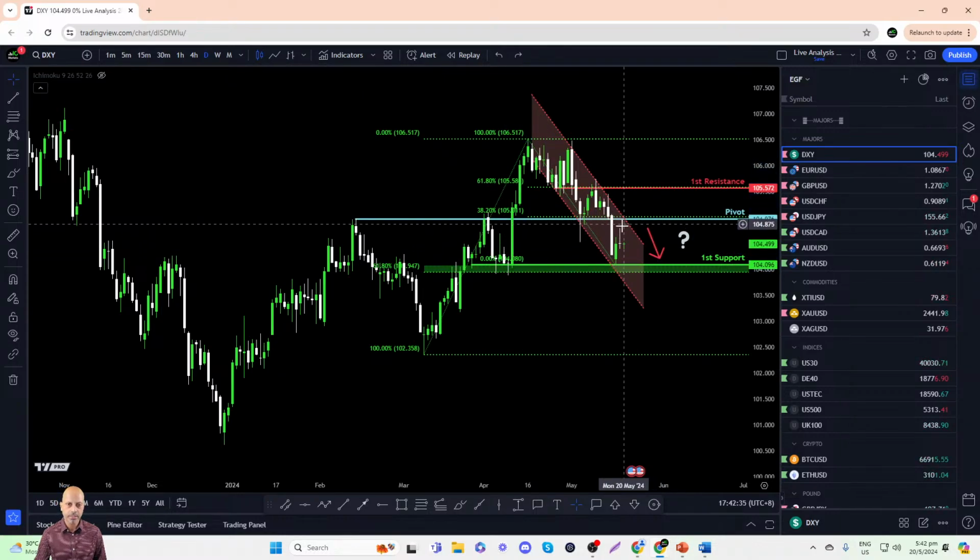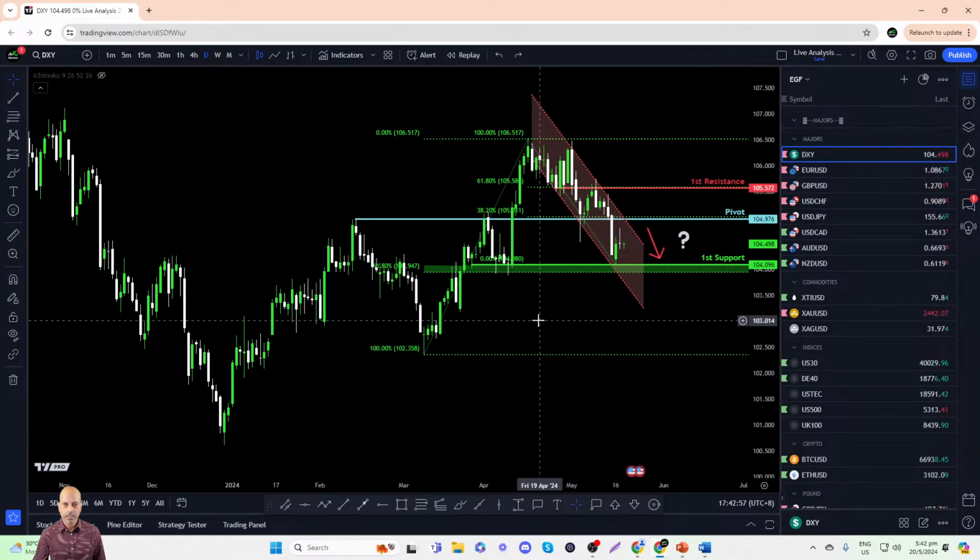Now, should price retrace up towards this level here, it may help us identify a potential short entry for the dollar index. Conversely, if you're going to go long on the dollar index today, right, try to capture this small retracement to the upside, then any take profit level for the long trade should be identified around this resistance zone as well.